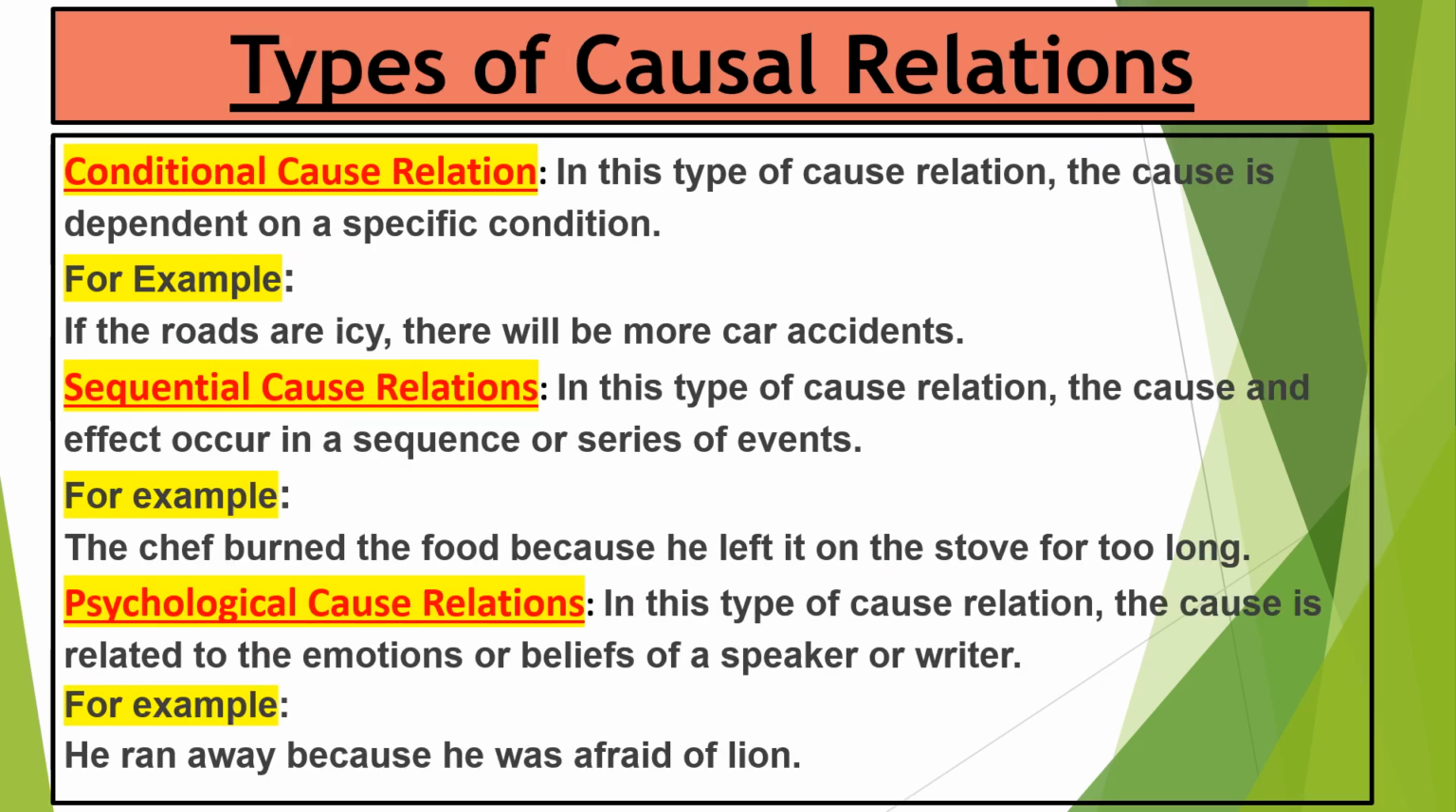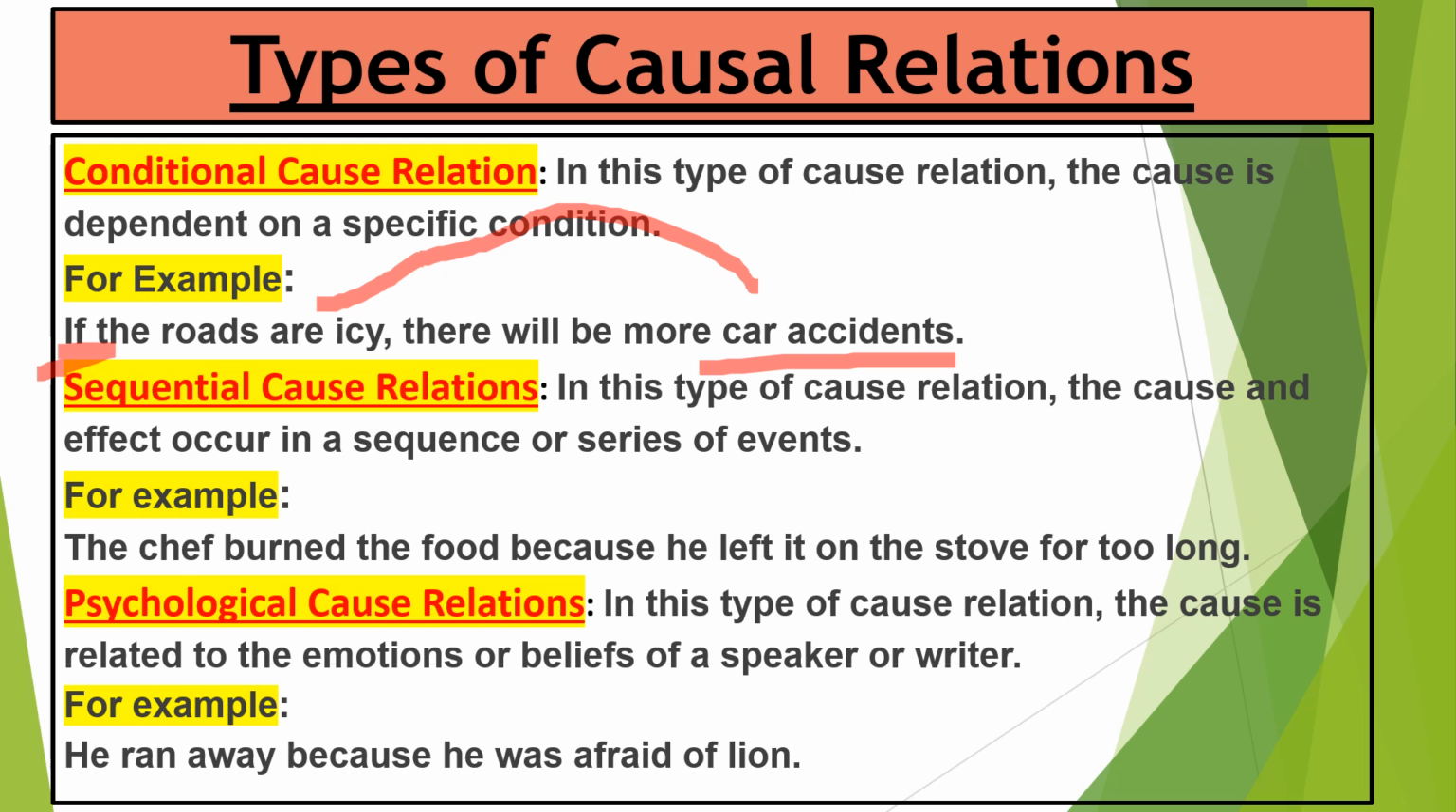Conditional causal relation. In conditional causal relation, the effect actually depends on a particular condition. If the roads are icy, so if this condition is going to be there, then we are going to have this effect. Otherwise, we could not have this effect. So in order to achieve this effect, the context must meet this condition.